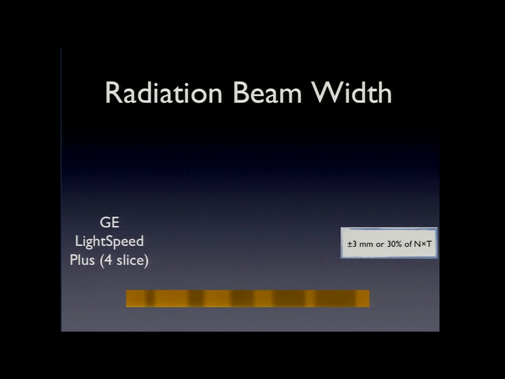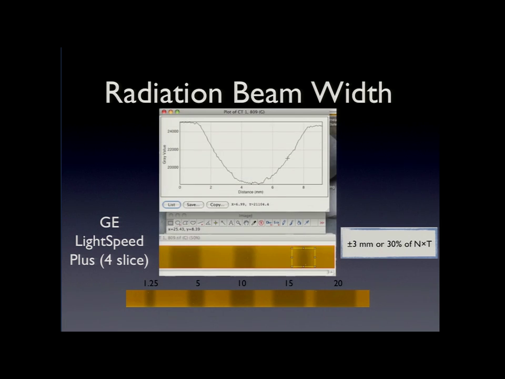So the criteria is to be plus or minus 3 millimeters, or 30% of N times T. All right. So we look at that, and these are the different nominal slice thicknesses that they should be, that range from 1.25 up to 20. All right. And then this is just an example.